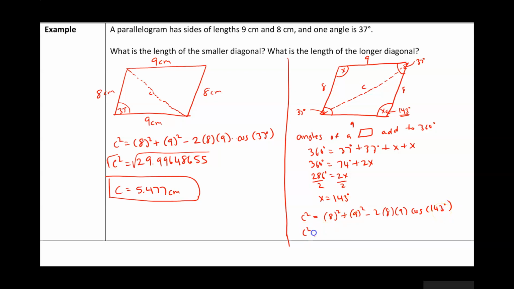Okay, so we're going to get c squared is equal to 260.0035134. And then if I square root that, I'm going to get c is equal to 16.125 centimeters. And make sure you get in the habit of writing units with anything that has units.